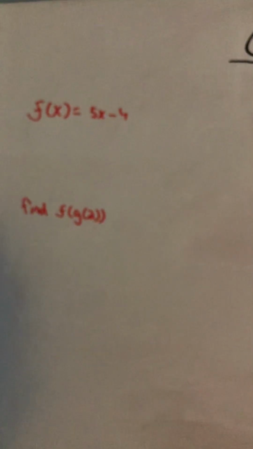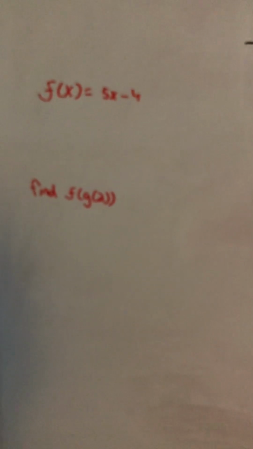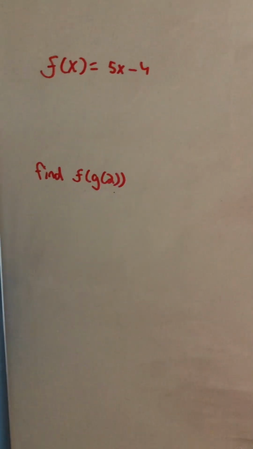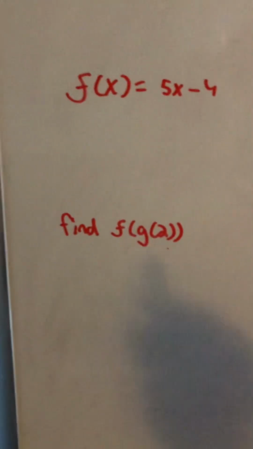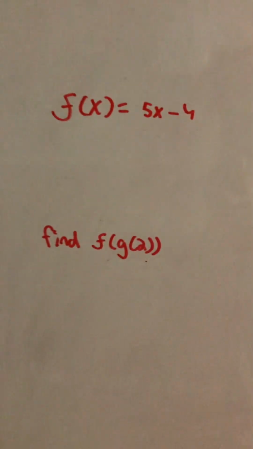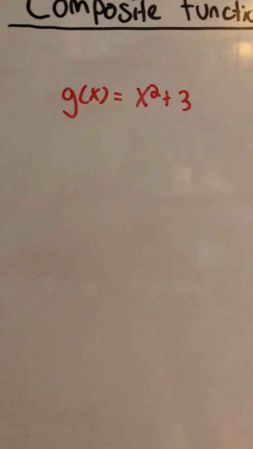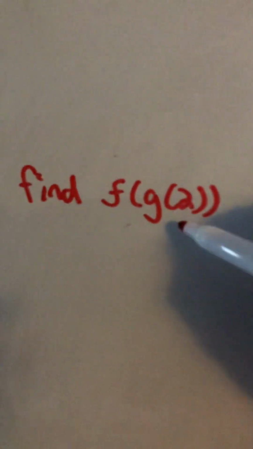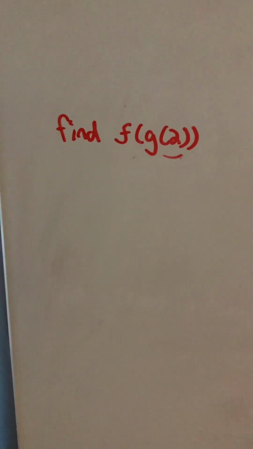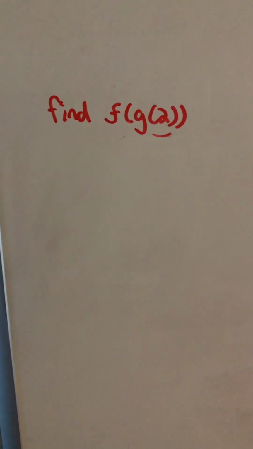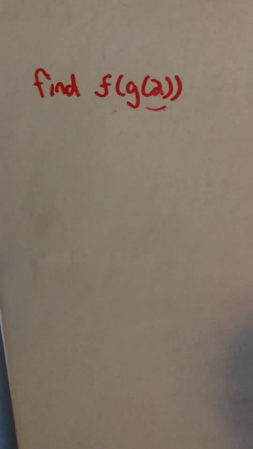For the sake of practice, I decided I wanted to do one last problem. This one's a little bit different. It's asking me to find f of g of 2. These are the same exact functions: f of x is equal to 5x minus 4, and g of x is x squared plus 3, as in the last example, but it's asking me to find a specific value now. So what do you do when you see a problem like this? The first thing you should do is find what's inside of the parentheses, and then work your way towards the outside.